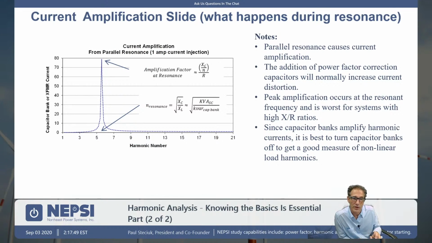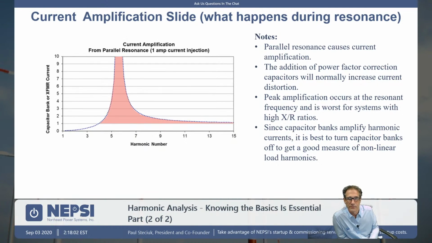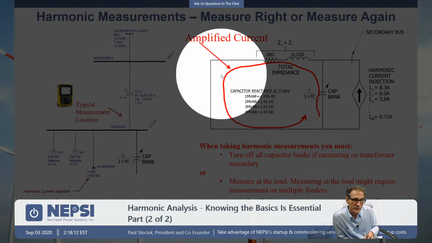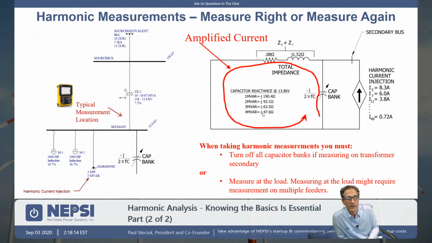When you do have a resonance, you have current amplification. We talked about that. That current amplification can be very high. In this case, we're showing about an 80 times multiplier at resonance, and that is why you have fuse operation. Okay, so the red area here shows that amplification of current. The application of capacitors results in basically magnification of current through the point of common coupling, and oftentimes the addition of capacitors can result in you falling out of compliance with the distortion limits dictated by IEEE 519 and other type standards.